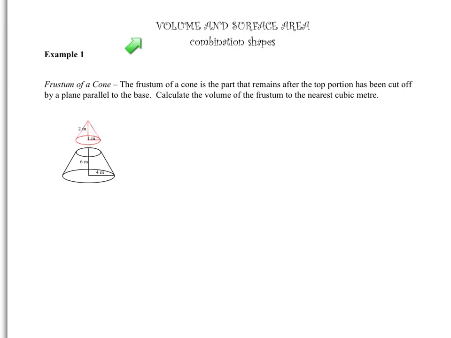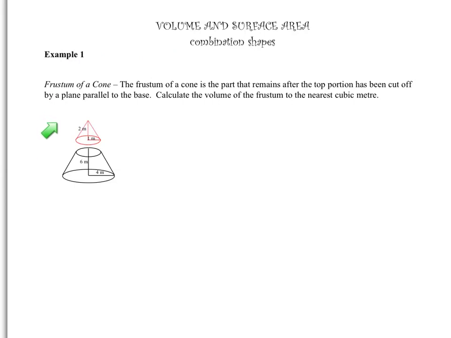In today's lesson, we'll be looking at volume and surface area, but not for our basic shapes, for combination shapes. These would be shapes that you do not see on your formula sheet, so we don't have specific formulas for these shapes, but we would need to work with the formulas for the basic shapes. We'll look at two examples.